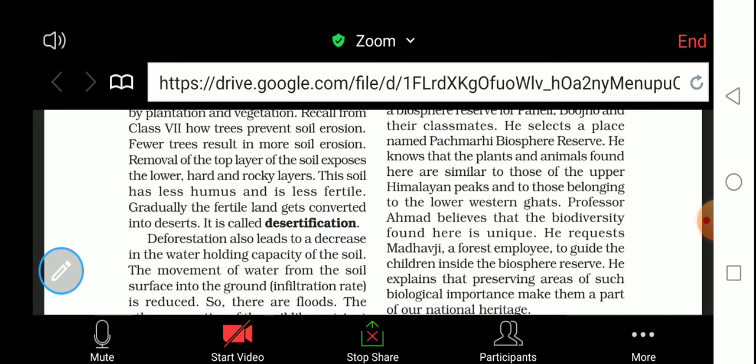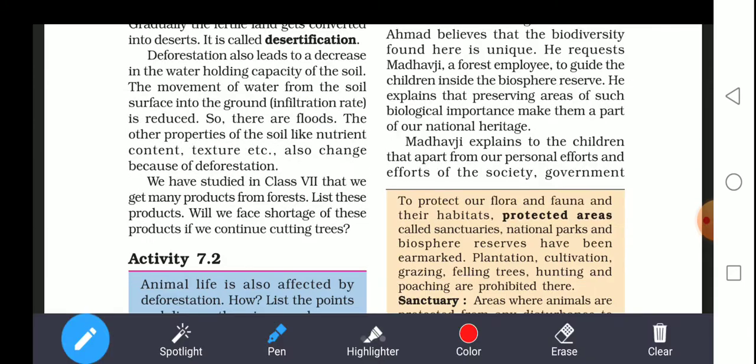So what is the importance of conserving all these plants and animals? It is our national heritage, we can say. Society and government are putting in efforts to protect all such kinds of plants and all other species. These are important to keep our heritage alive.